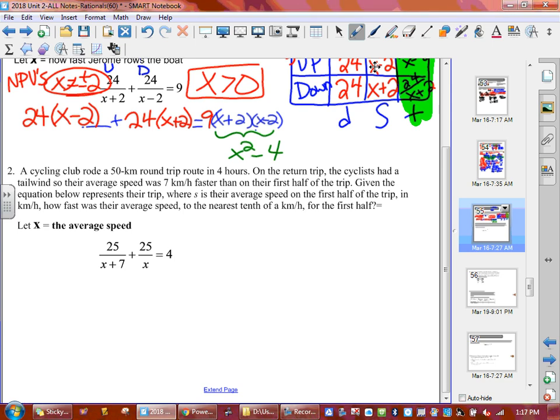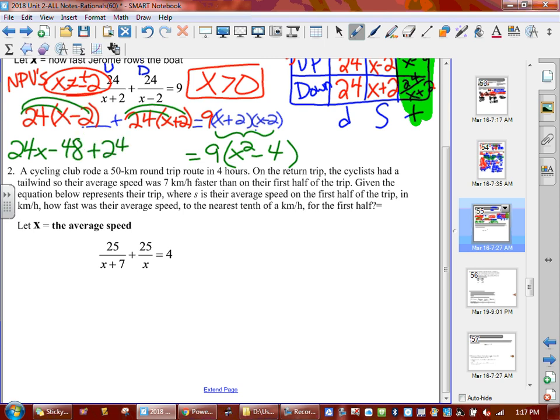So I would FOIL this, because you have to do the math. You would multiply these, do FOIL or an area box, which gives us x squared minus 4. That's what I'm putting in front of the 9 now. And now I'm going to multiply those in the brackets, and I'm going to get 24x minus 48 plus 24x plus 48. So that's what I get on the left-hand side.